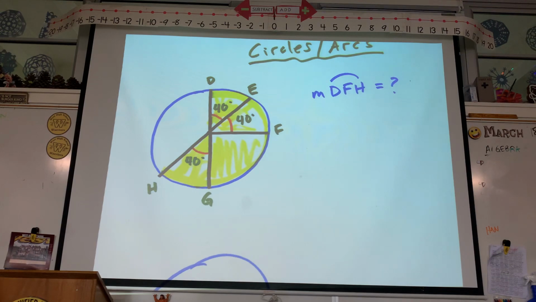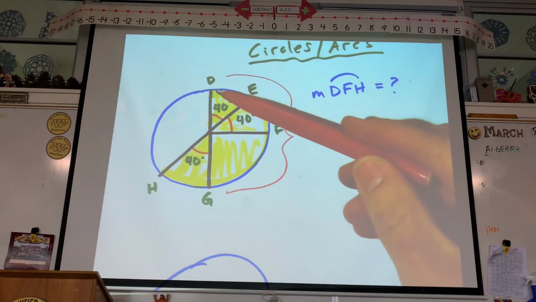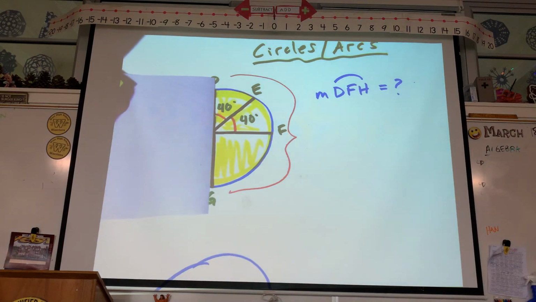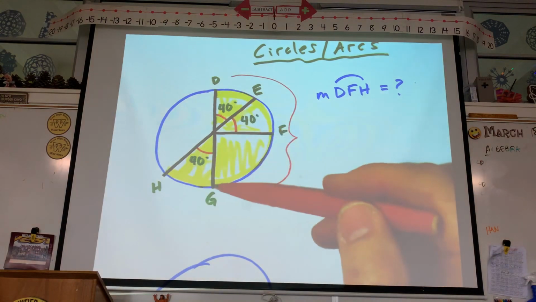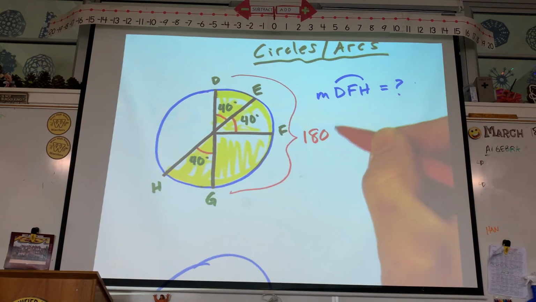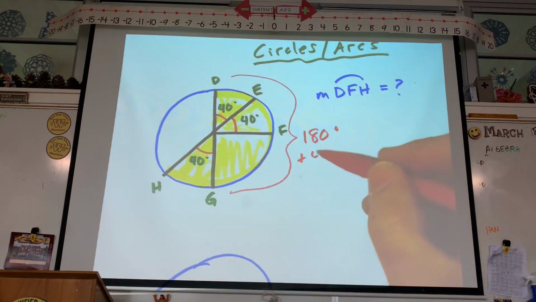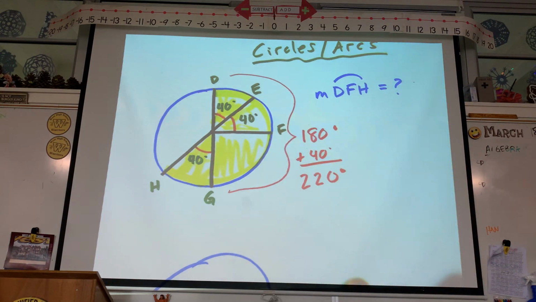Here's my question. Did I really need to put that 40 in there? And did I really need to do any of the work here? Do I have to find this? Not really, because I know that half of a circle is 180 degrees. If the whole thing's 360, half is 180, and I'm going to add that little 40 piece right there. And I think 180 plus 40 is 220 degrees, okay?